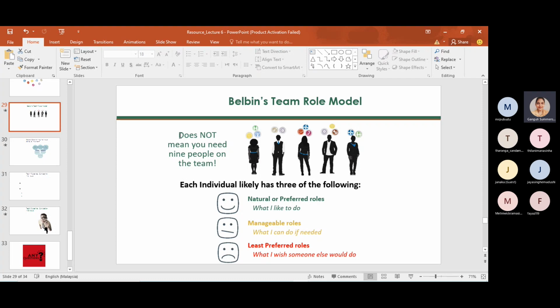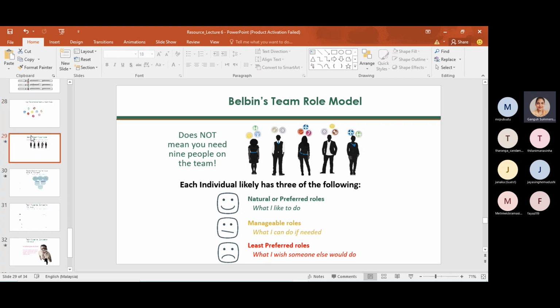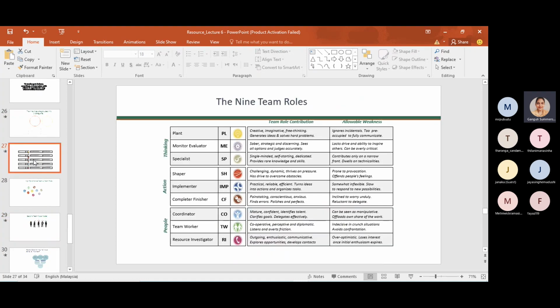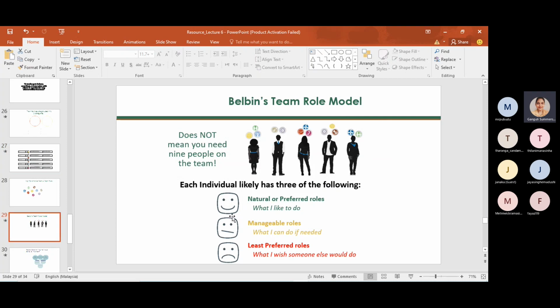Because these team roles, as we discussed earlier, are behavioral patterns, right? One person can have several behavioral patterns. I can be a plant, monitor evaluator, and a shaper all together. One person can have many behavioral patterns. So you can have fewer than nine people in the group, and you can have more than nine in the group as well. This model does not mean that you need nine people on the team. You can have as many as you want. Both are possible.